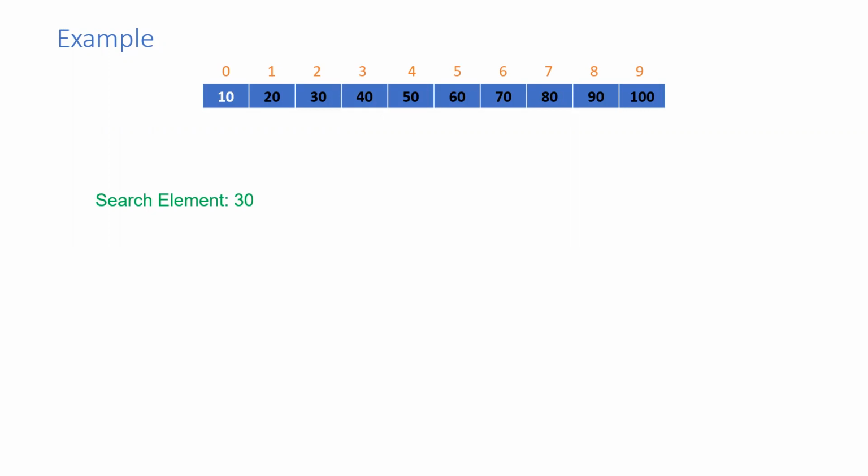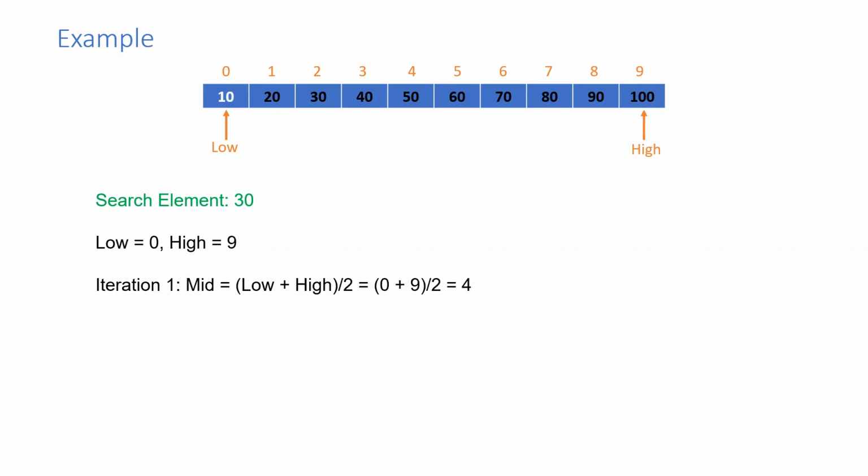And how to start the binary search algorithm is, we'll take two variables, one as low and another as high. So low is pointing to the 0th index and high is pointing to the last index in the array, that is 9 in this case. And then we'll calculate the mid value, that is the average of low and high. In this case it is 0 plus 9 by 2, that is 9 by 2, 4 point something. We'll take the floor value 4.